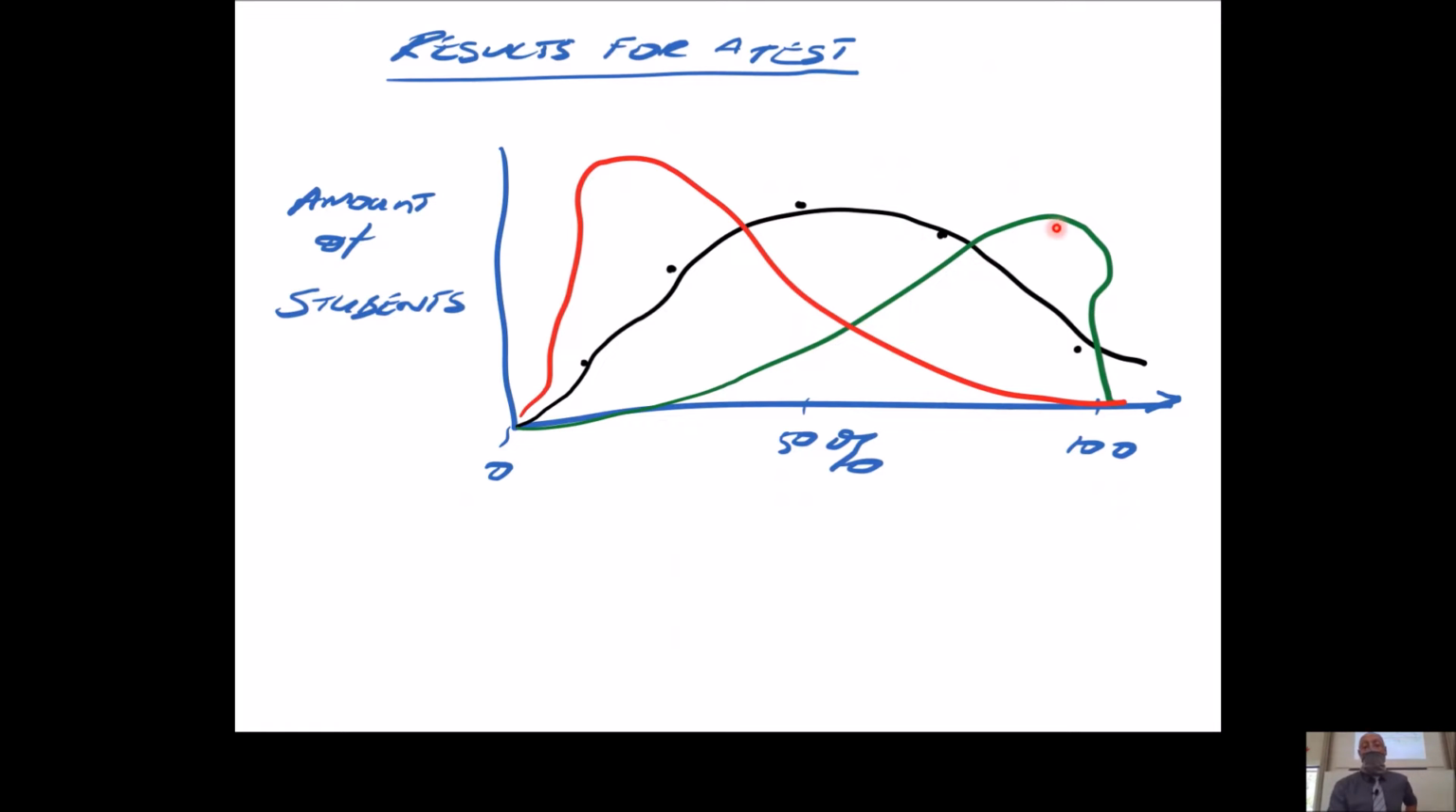Now at Bishop's, our curves are slanted towards the right because you guys work really hard and you've got excellent teachers, obviously, and you do very well. So we get much higher percentage of people getting good marks.